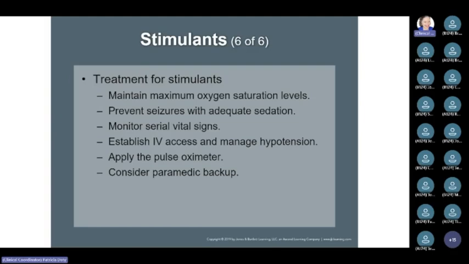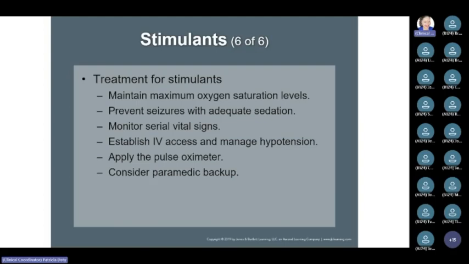Okay, so some of the treatments for stimulants: maintain maximum oxygen saturation levels, and prevent seizures with adequate sedation. You're going to call for your paramedic backup at this point. Monitor serial vital signs, guys, every 5 minutes with these patients, okay? Go ahead and consider getting your paramedic backup and establish an IV to manage hypotension. Apply your pulse ox and get ready for them to use benzodiazepines if necessary to help with anxiety and seizures. That's going to be your paramedics, of course, but you need to be aware that's what they're going to use.